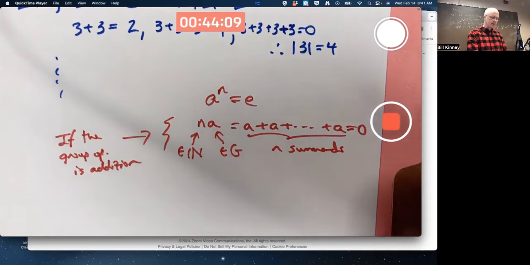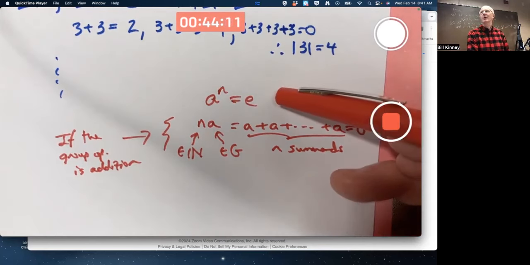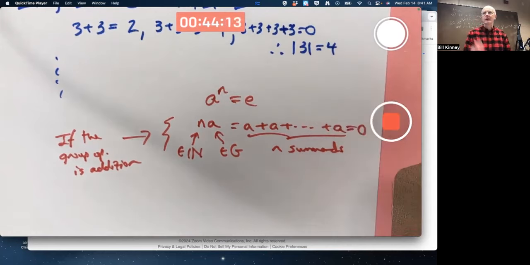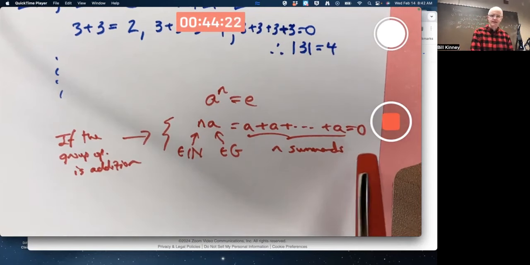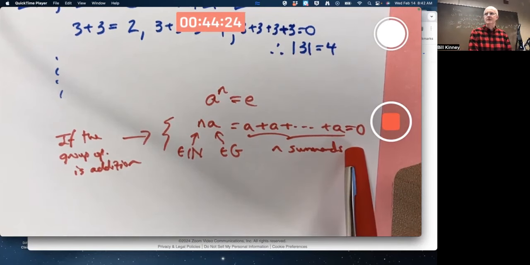By the way, some people in the abstract don't use e for the identity, they use 1. But that notation, that 1, is not necessarily the number 1. Just like this is not necessarily the number 0. It's just a notation for the additive identity in a group where the operation is denoted with addition.